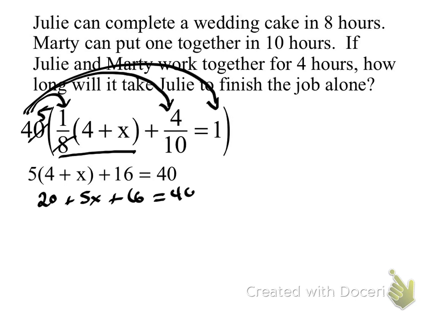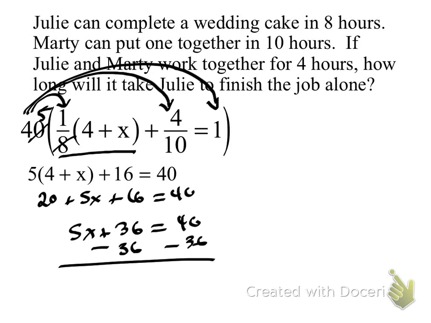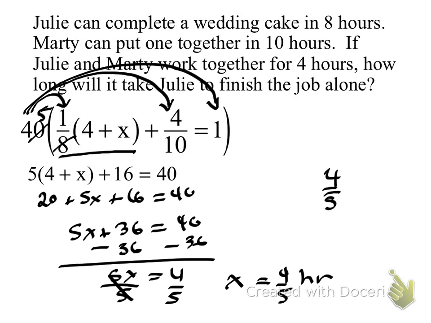Yeah. And then I get 20 and 16 is 36, plus 5x equals 40. Okay, subtract the 36, subtract 36. I get 4 equals 5x, divide by 5, divide by 5. X equals 4/5 of an hour. Or we can do 4/5 times 60. It would be 48 minutes.